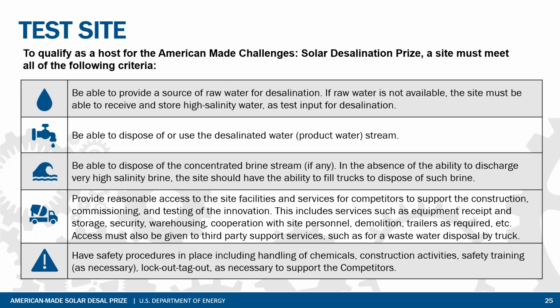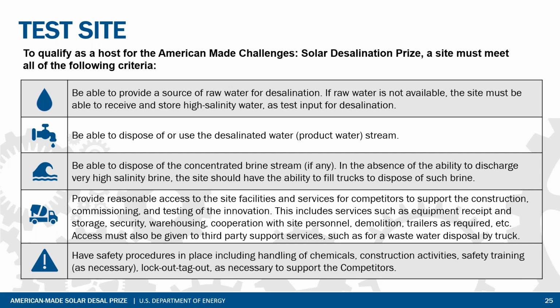Okay, so for that, and the reason we're talking about it here, is some things to think about when looking for a test site. First, they have to be able to provide a source of raw water for desalination. If the raw water is not available, then you are allowed to receive and store high salinity water. In other words, truck it in from a different source if you don't have a raw water source. Second, you have to be able to dispose of the desalinated water product stream. Again, you can dispose of that any way you want, but there has to be a path.